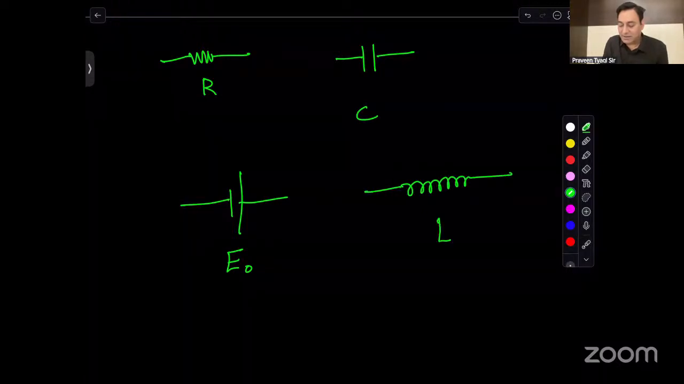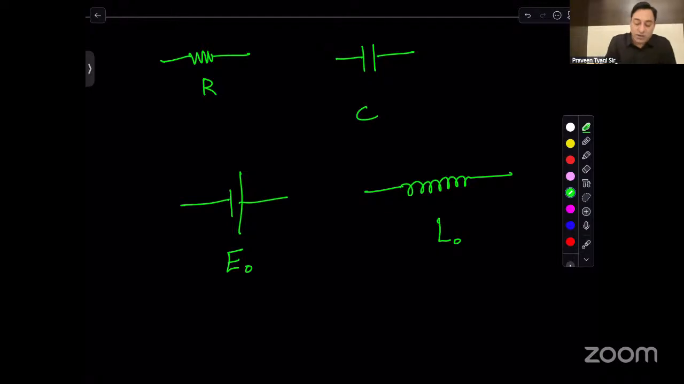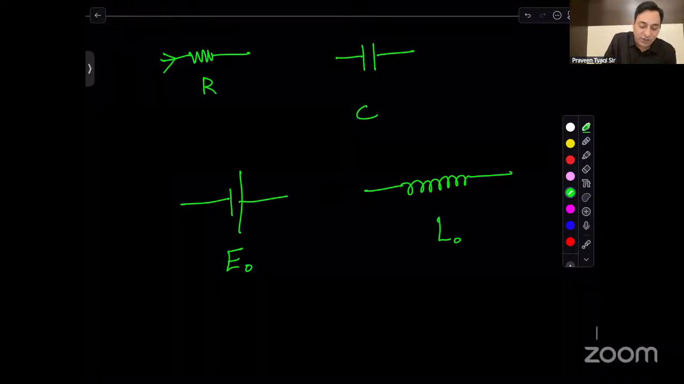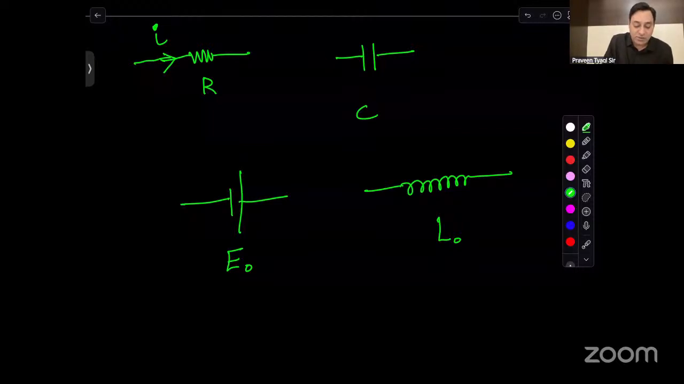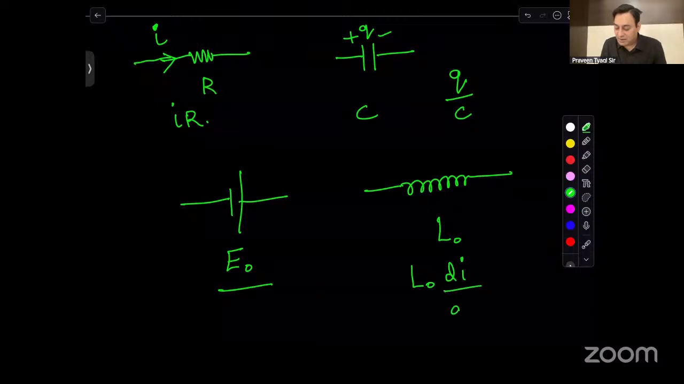Inductance will be L. Now, for all these 4 elements, you just learn how to write the equation. For resistance, if current I is flowing, then the potential difference across it will be IR. If for a capacitor the charge is Q, the potential difference across the capacitor will be Q by C. For a battery, the potential difference is E naught only. For an inductor, the potential difference will be L di by dt. That will be the potential.